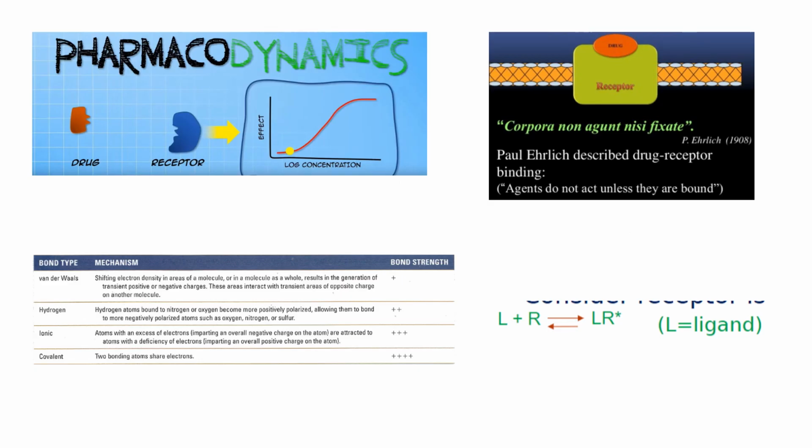So let's start with pharmacodynamics. In the last lecture we mainly talked about pharmacokinetics. That's essentially what the body does to a drug. Pharmacodynamics is the opposite. It's what the drug does to the body, and this is traditionally what we're trying to learn in pharmacy school as pharmacists. We want to know what these drugs are and how they work.